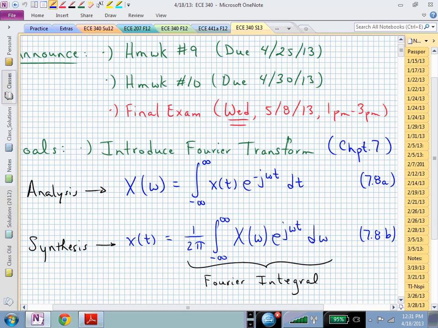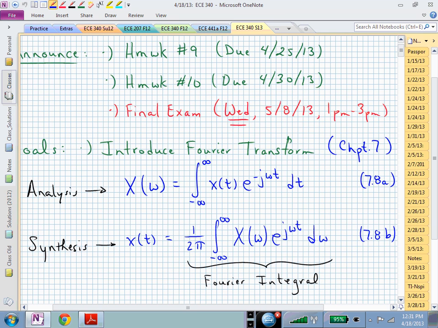I'm going to be sliding through a lot of material in order to essentially get us comfortable with understanding the last sort of main concept. We'll talk about sampling, but that's maybe not as critical as the Fourier transform.